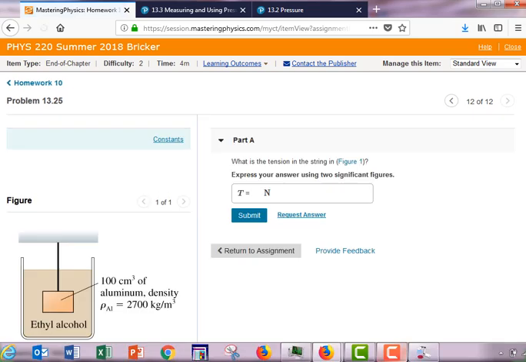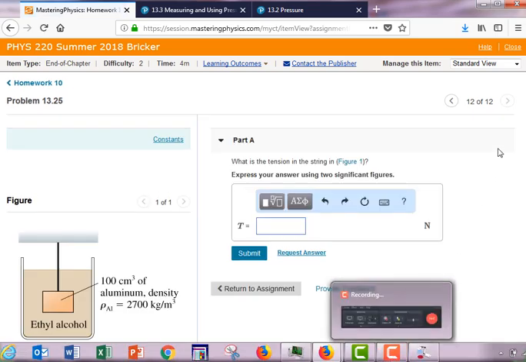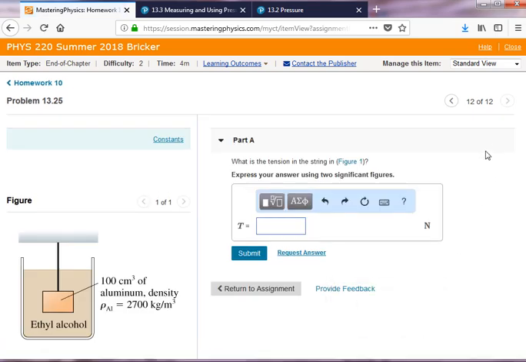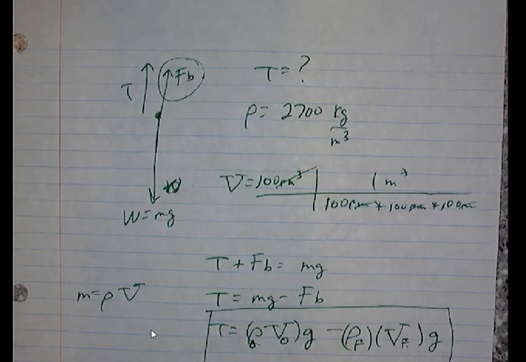Okay, let's take a look at the last one here. We have this block of aluminum. We know the volume of it. The density is given. We want to know what is the tension in this cord. So if you submerge this aluminum in some fluid, the tension is less than if it's just hanging in air. Okay, so let's take a look at the final problem.